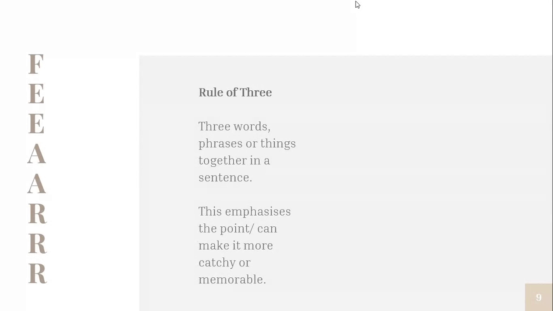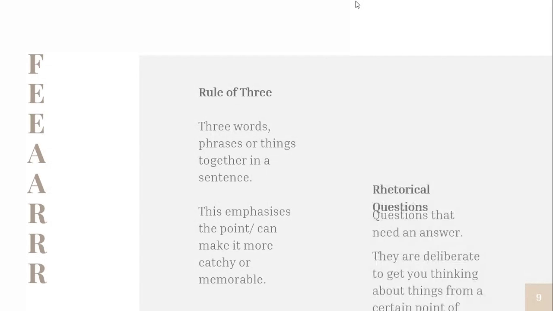Rule of 3 is another one that we see quite often in persuasive texts. So we'll find 3 things together within a sentence. We'll see the commas to separate them, like a list almost. But again, it's quite memorable, it's quite catchy. For some sort of reason, 3 sticks in our mind. So when we hear 3 things, our minds remember it that bit better.